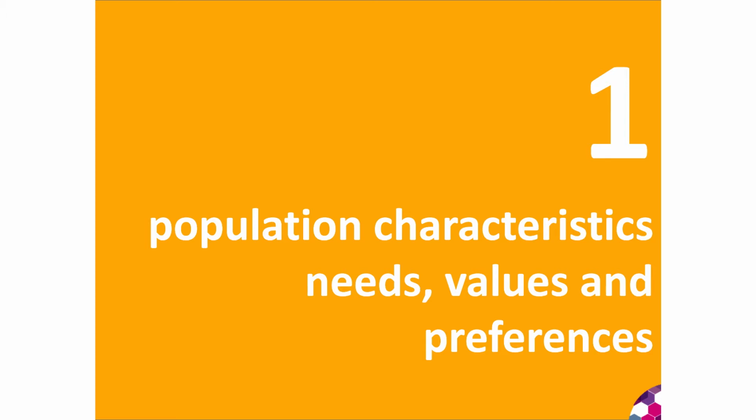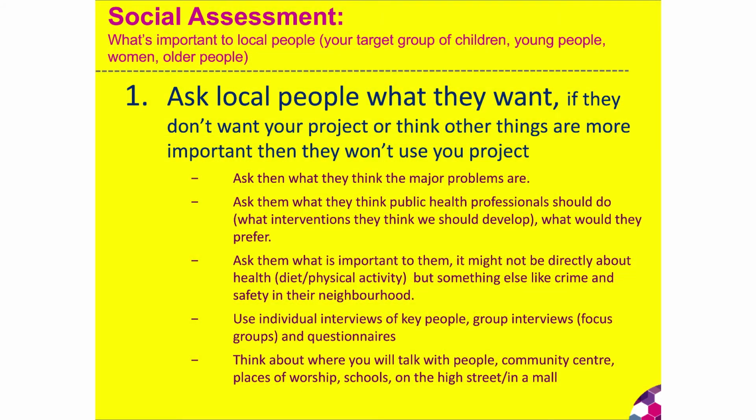So let's look at the first factor, population characteristics, needs, values, and preferences. Remembering back to the PRECEDE-PROCEED model, we can split the needs assessment into the social assessment and the epidemiological assessment. The social assessment is what's important to local people, your target group of children, young people, women, older people. And in the first step of that process, we ask local people what they want.